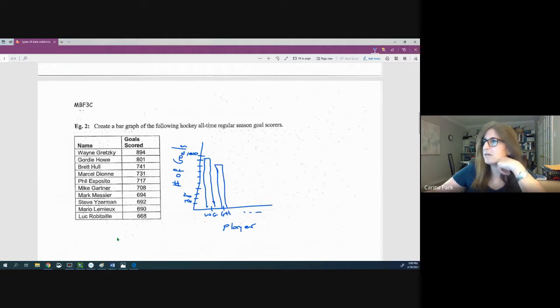So that is categorical because these things are not numbers down here. They're people's names. Okay, and so for categorical, we'll make a bar graph.